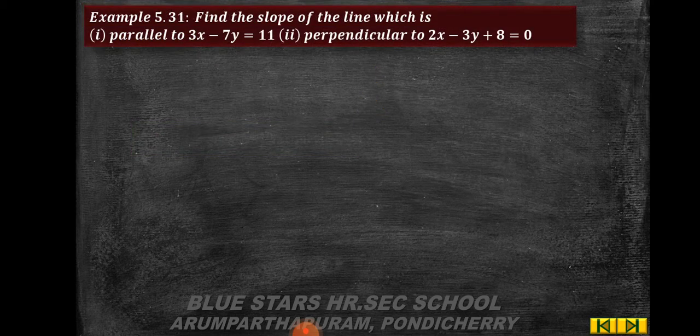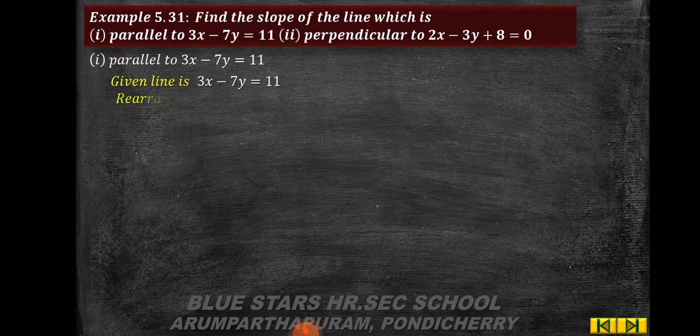Then example 5.31. Find the slope of the line which is first subdivision parallel to 3x minus 7y is equal to 11. So first question, given line is 3x minus 7y is equal to 11. Rearrange: 3x minus 7y minus 11 is equal to 0. That is, we are just taking the constant term to the left hand side. Then plus 11 will become minus 11.